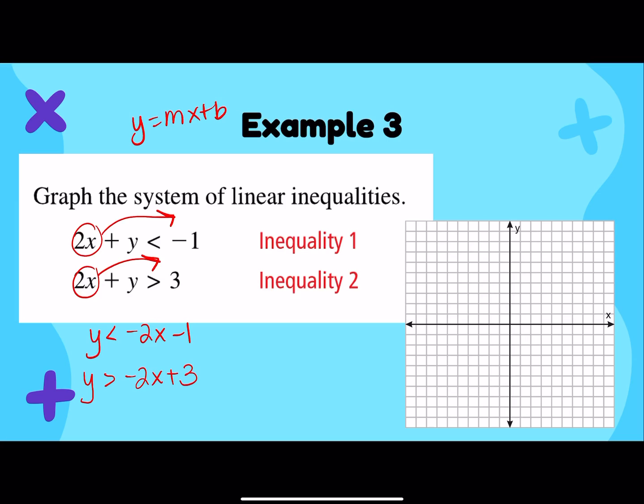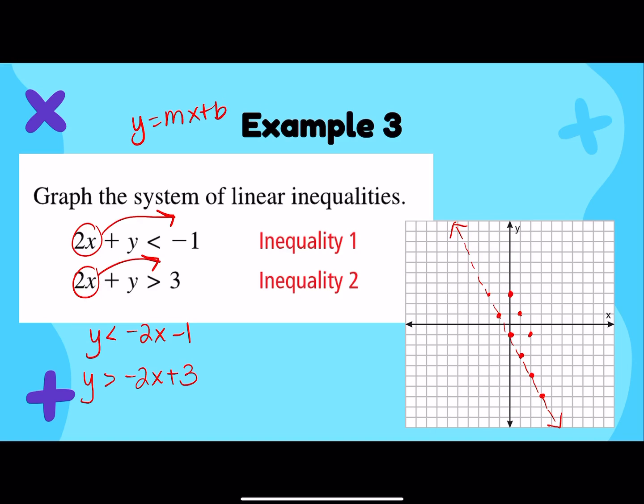So going ahead and graphing these, I've got negative 2x minus 1. I'm going to begin at negative 1 and go down 2 over 1. And this is going to be a dotted line. And then I have negative 2x plus 3, so beginning at 3, down 2 over 1. Notice these lines have the same slope.